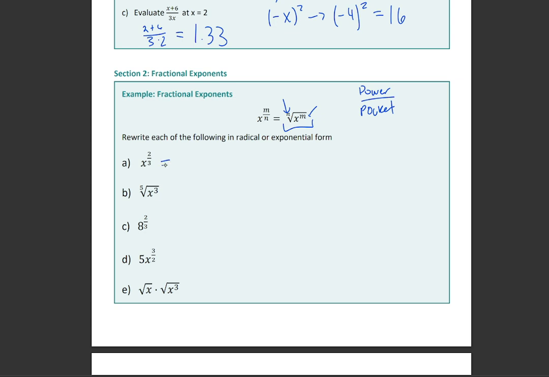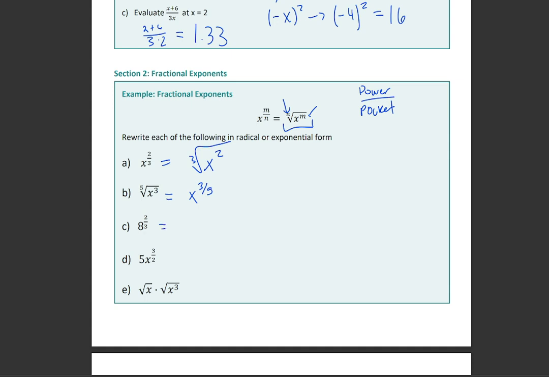So if we're given x to the 2/3, we want to rewrite it as something with a radical in it. So we have power over pocket. That tells me my power is 2, so I'm going to have x squared, and my pocket is 3. So I have the cube root, or the third root, of x squared. Now going in the backwards direction, I have, again, power over pocket. So this must be x to the 3rd divided by 5.